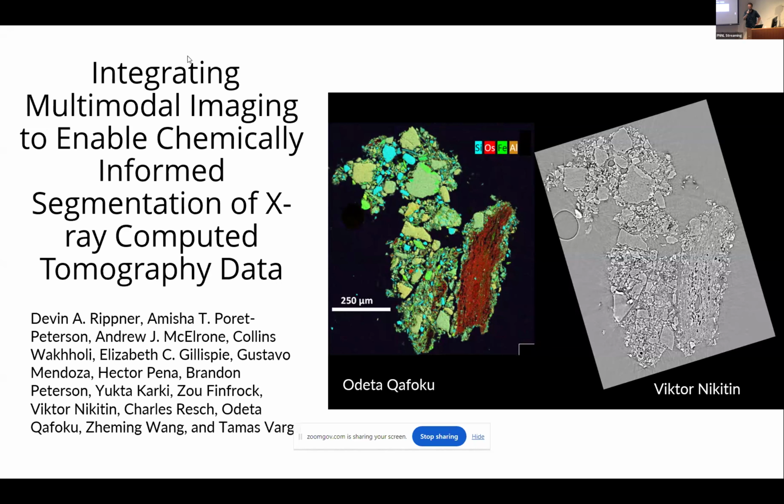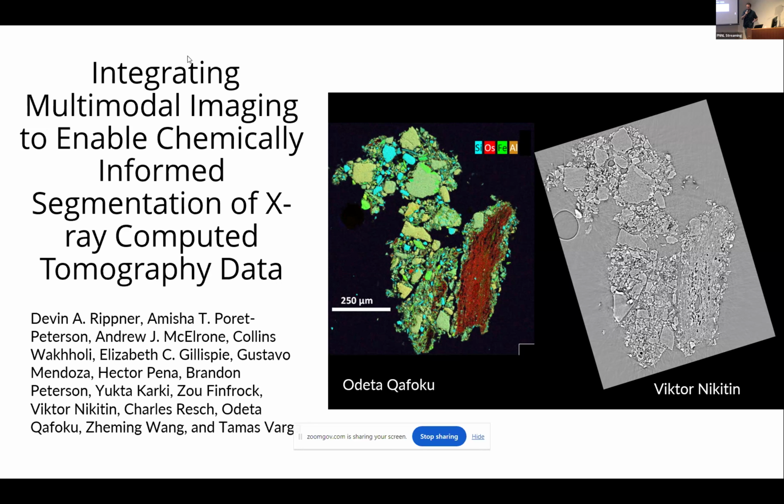My name is Devin Ripner, and I'm going to talk about integrating multimodal imaging to enable chemically informed segmentation of X-ray computed tomography data. I've worked with a ton of people on this. Many of them are listed here, and I'm very grateful for all their efforts. This is not a single person type of job. This takes many people working full time to make any progress.